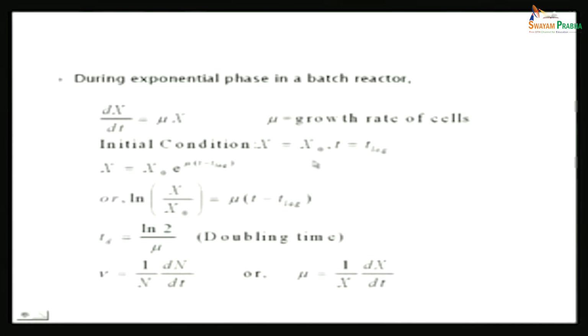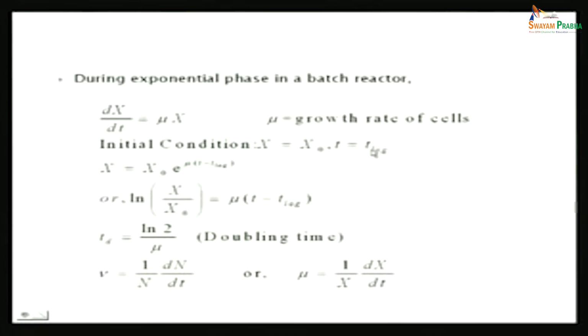T lag, why? Because you assume that up to the time t equals t lag, there is no cell growth. So x equals x naught. What is the initial concentration of the cell that you have started? So that is your starter. When you're making the curd or the yogurt, the amount of microorganisms or yeast that you put in at the starting, that is your x naught. Fine. So that is at t equals t lag.